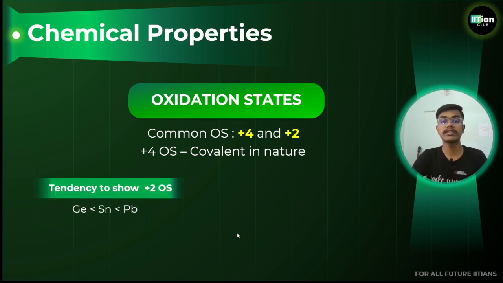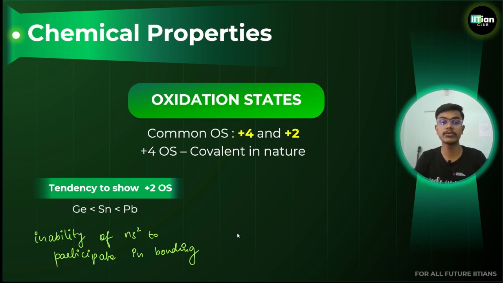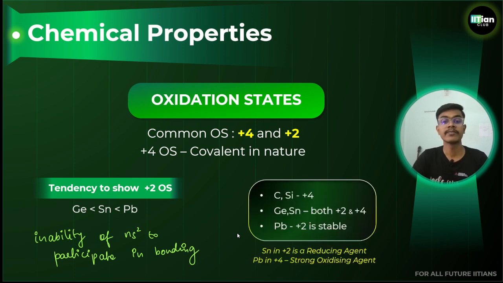+2, you know, down the group, the stability increases because of the inert pair effect, that is, inability of ns2 electrons to participate in the bonding because of the poor shielding of d and f block elements. And you can note, carbon and silicon mostly occur in +4, and germanium and tin occur both in +2 and +4. Pb is stable in +2. You should note that tin in +2 acts as a reducing agent that itself wants to get to +4. Pb in +4 is a strong oxidizing agent, which means that it itself wants to reduce to +2. That's what we saw. Pb +2 is stable.